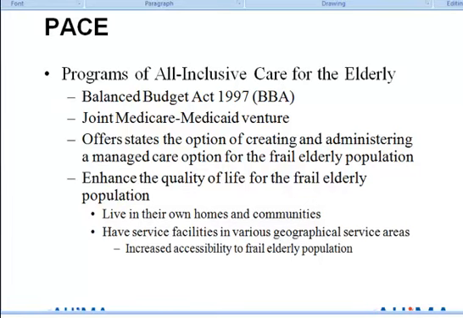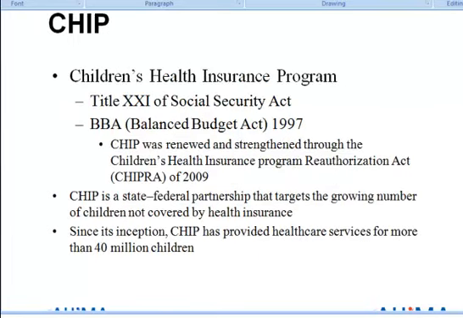Beneficiaries of the PACE program, as we talked about, are frail elderly persons, but they have to meet certain requirements as well. They have to be at least age 55 or older. They must be a resident in a designated PACE service area. They have to be assessed by a PACE team, and they have to be certified by the state agency as eligible for nursing home level of care. So they have to be frail enough to be on that level of care.